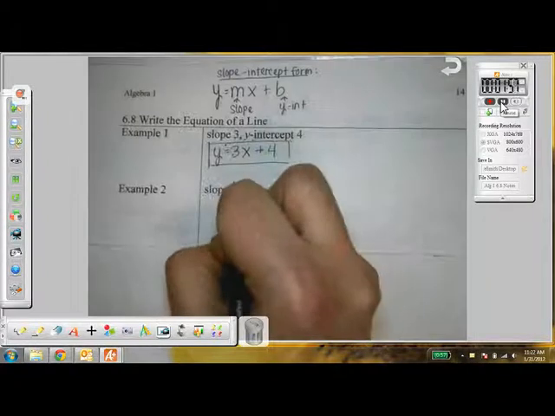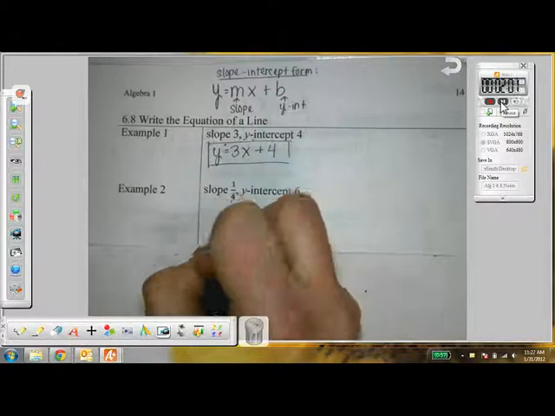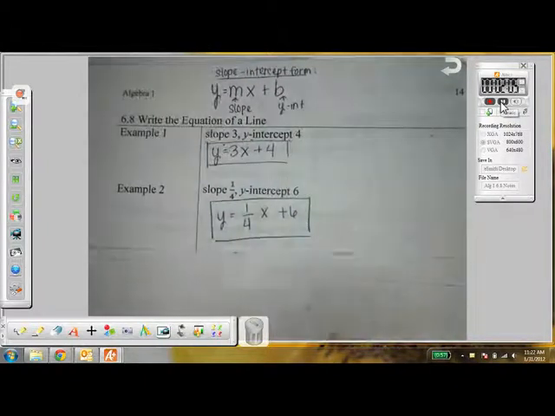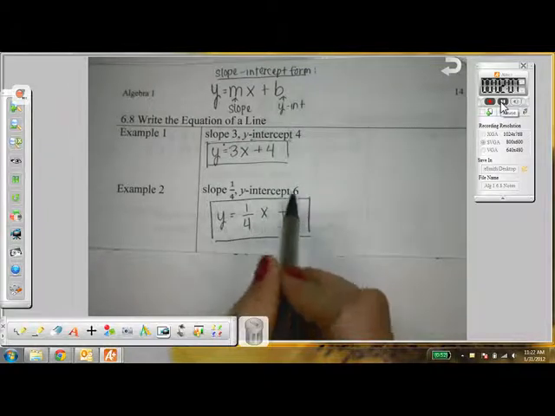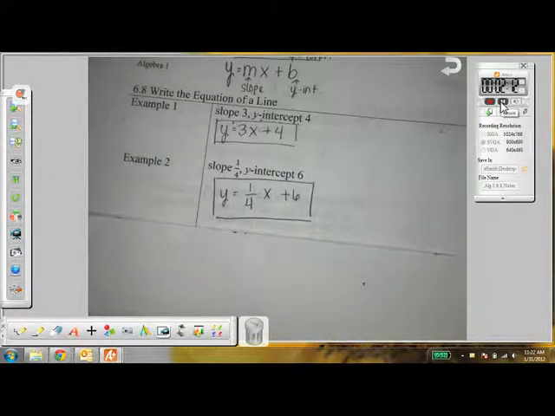Y equals 1/4 x plus 6. Okay, so what would happen if my y-intercept was a negative 6? Would it be plus 6 or minus 6? Minus 6, okay? So just make sure you are aware of that.